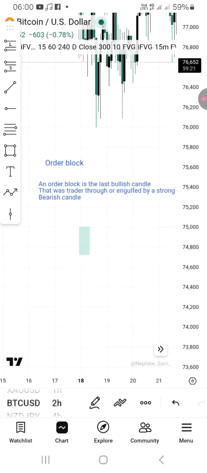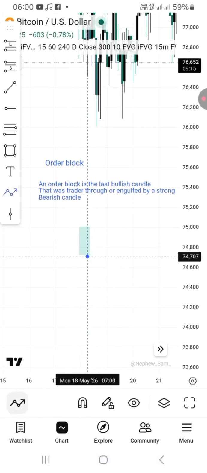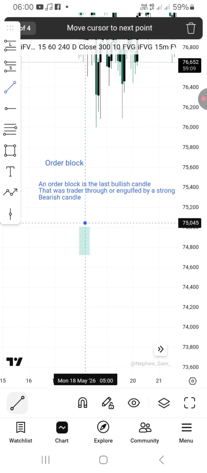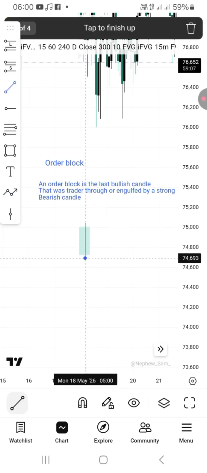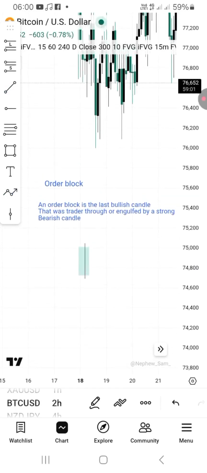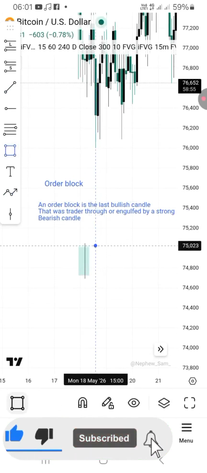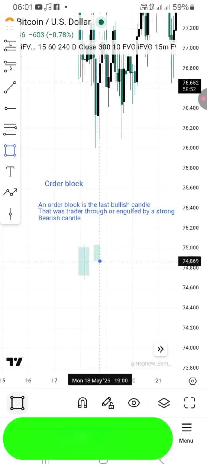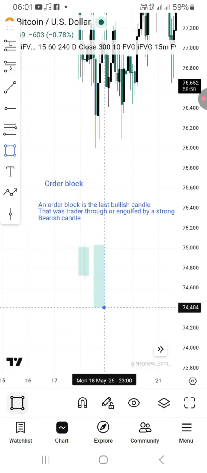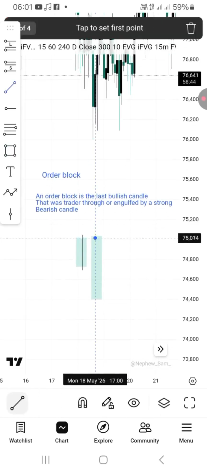So let's assume that this guy here is the bullish candle we are talking about, and this bullish candle is the order block. For this order block to be valid, it has to be traded through by a strong bearish candle to the downside. I don't know if you can see clearly what I'm doing. I'm just trying to draw this.